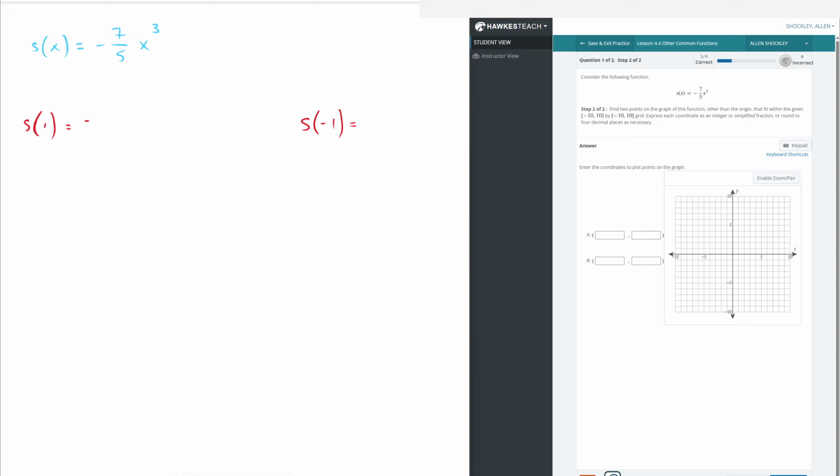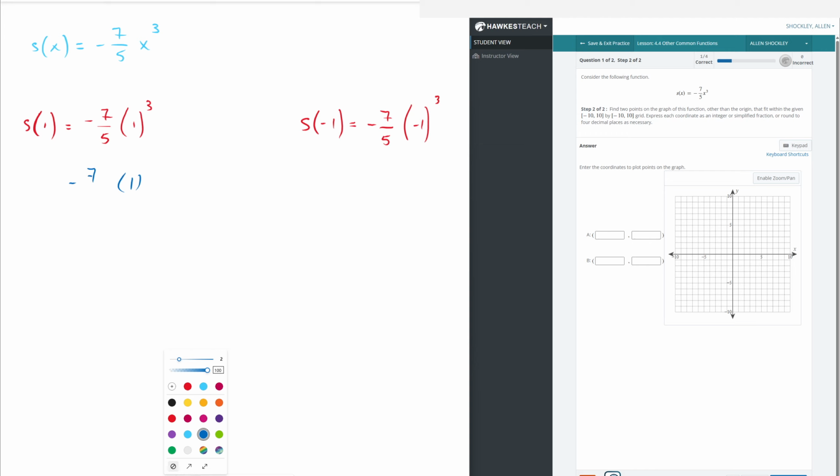So, negative 7 over 5 times 1 to the third. Over here, negative 7 over 5 times negative 1 to the third. And now you're just simplifying. 1 to the third is just 1, so I have negative 7 over 5 times 1, which just means that I have negative 7 over 5. Coordinate for us then is 1, negative 7 over 5.